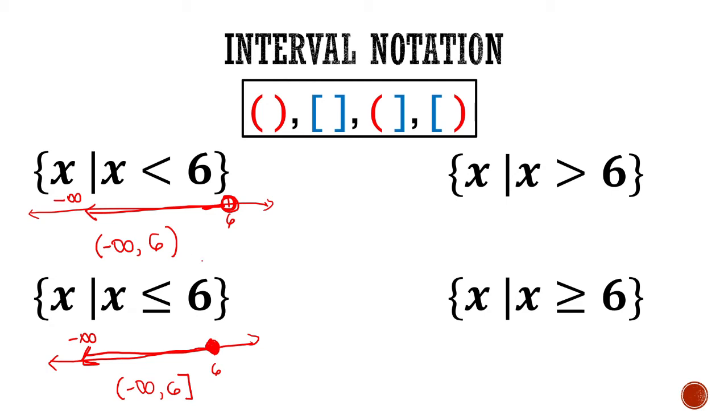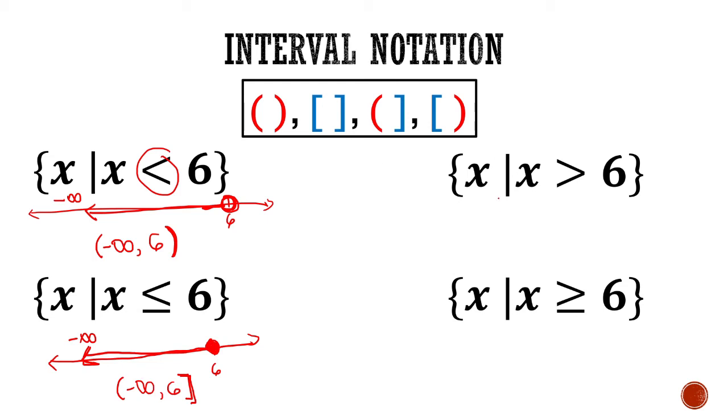Now, what is the difference? This inequality, you will be using the parentheses. Meaning ng parentheses, hindi natin i-include si 6 sa set natin. But if we use the square bracket and shaded circle yan, meaning nun, 6 is included as an element of the set.